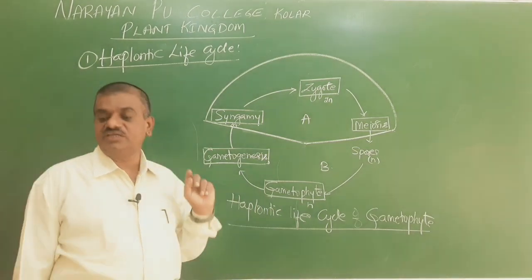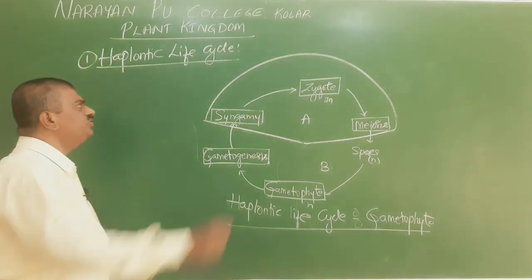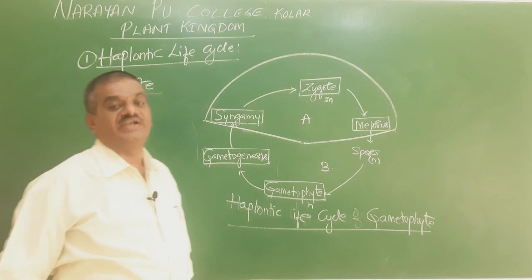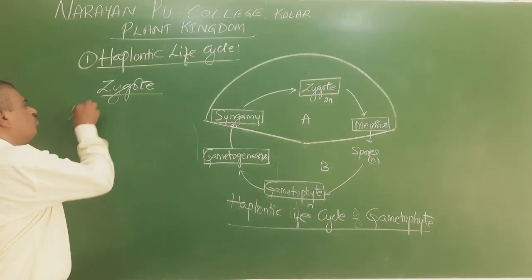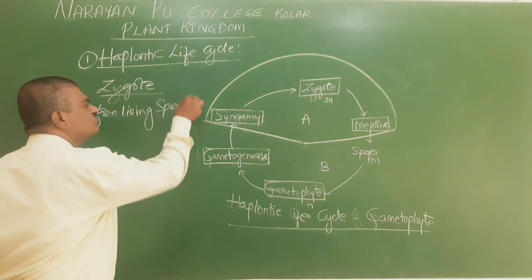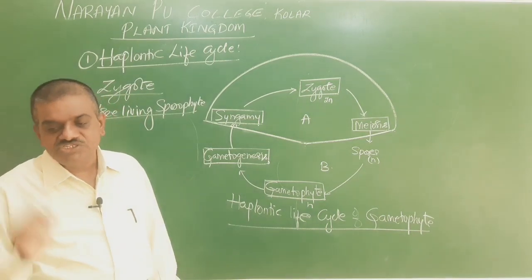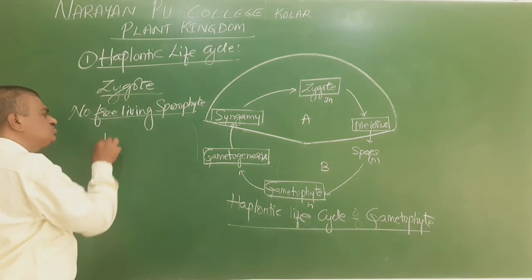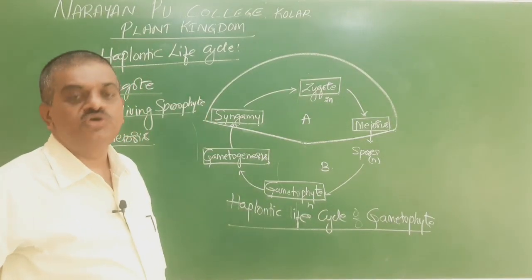The haplontic life cycle is nothing but here the haploid individuals or haploid plant body is produced. Here the zygote represents the sporophytic generation, and there are no free living sporophytes. This zygote undergoes meiosis to give rise to haploid spores.